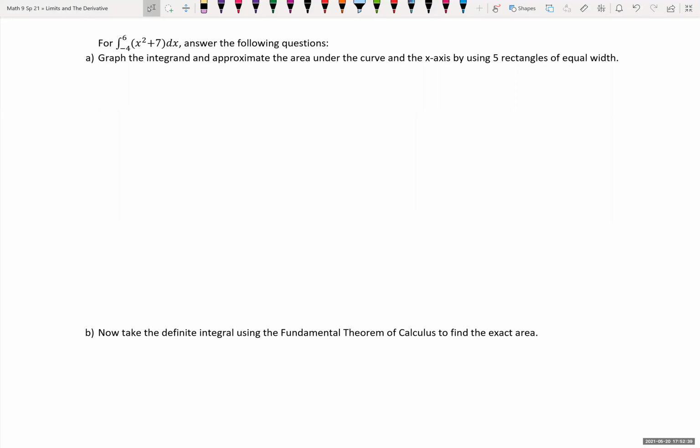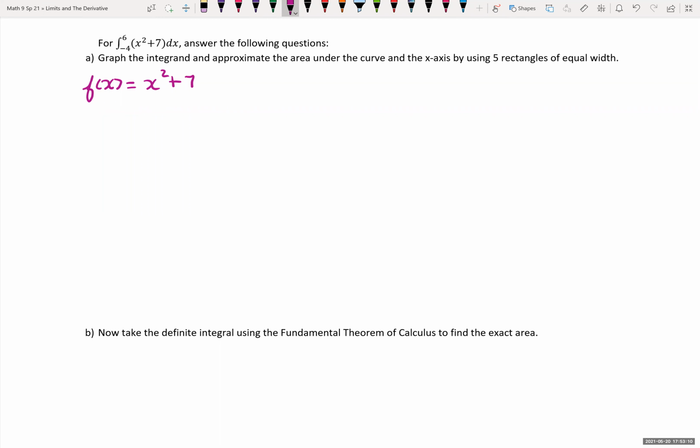Okay, so the next problem says for the integral evaluated from -4 to 6 of the integrand x squared plus 7 times dx, answer the following questions. Graph the integrand and approximate the area under the curve and the x-axis by using 5 rectangles of equal width. Okay, so if we graph this function, we are looking at f of x, which is equal to x squared plus 7.